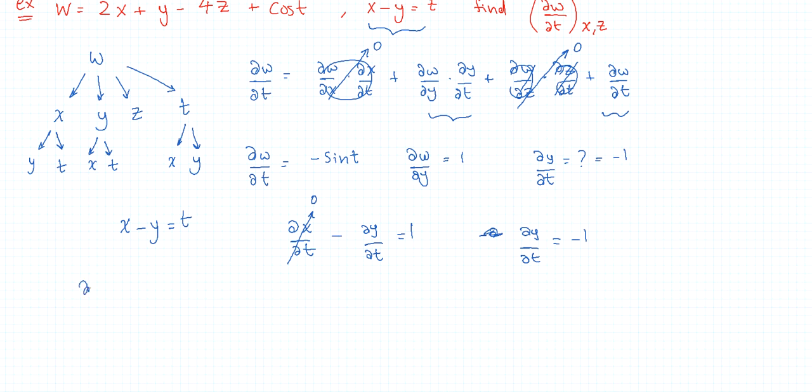So if we want to find dw by dt, by keeping x and z as constants, here by fixing x and z, we get dw by dy, which is 1, times dy by dt, which is negative 1, plus dw by dt, which is negative sine t. So we get negative 1 minus sine t. And this is the final answer.